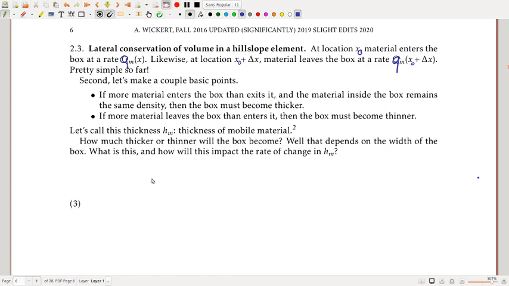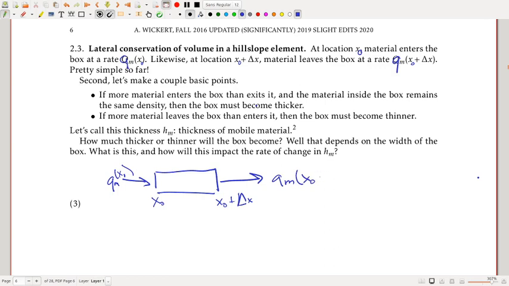So here's what we have now. I'm just going to draw this box, x naught to x naught plus delta x, and we have q sub m of x naught going in and going out, we have q sub m of x naught plus delta x. Well, how is the amount of material going in and going out going to change this h sub m, the thickness of material in the box?